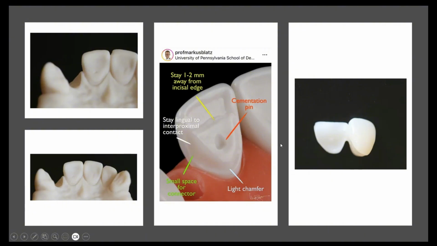This preparation, if you want to take a screenshot of this, is from Marcus Blatz. He's actually publishing this, I think, next week. He did this for number 7. He did this prep on number 8 because he had bigger surface area, just to show you the prep. He does a cementation pin, like a jig that goes in with a light chamfer, so as not to break the contact of number 8. And this preparation is much more common than the keyhole that we originally were taught.